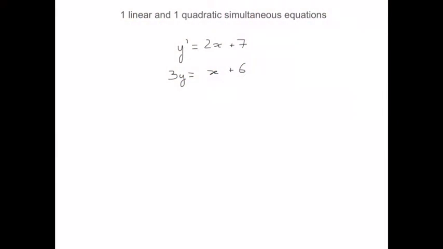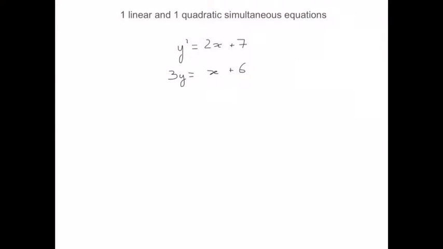Hello everyone, in this video we are going to look at the method to solve simultaneous equations when one equation is quadratic, like the first one here, and the other one is linear, like the second one there. The method to do so is quite straightforward.